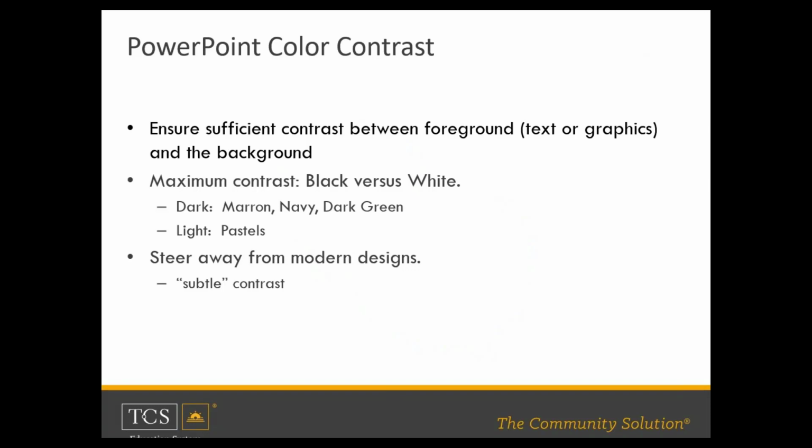The use of color can be a very powerful method to communicate information and relationships. An important aspect of using color is to ensure sufficient contrast between the foreground and the background. Again, the maximum contrast is black versus white, but sometimes this could be a little bit overwhelming as it can cause a glare. So please consider using other color combinations such as navy, dark green, or maroon for the darks, and then some pastel colors for the lights. And what that does is it helps lessen the contrast. On the pre-made templates that you may find in PowerPoint, the modern designs sometimes have very subtle contrast. So you want to make sure to look at those closely as well.